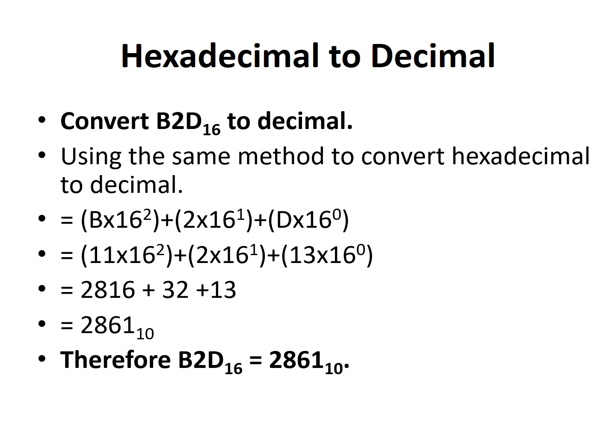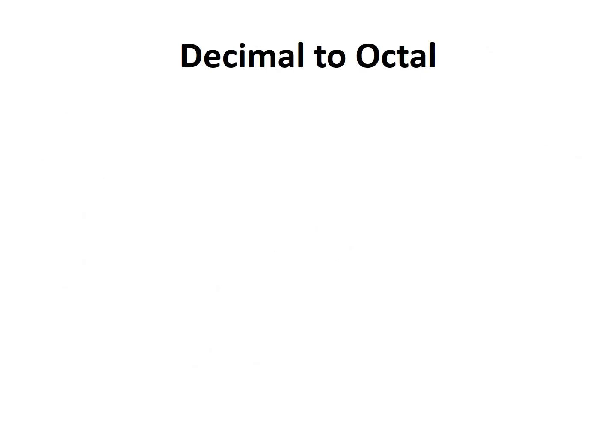All of you please copy these values. So this is the method to convert a hexadecimal number to a decimal number. Now we have converted octal to decimal, binary to decimal, and hexadecimal to decimal, so three different forms into the decimal number system. Now we are going to convert a decimal number to an octal number.